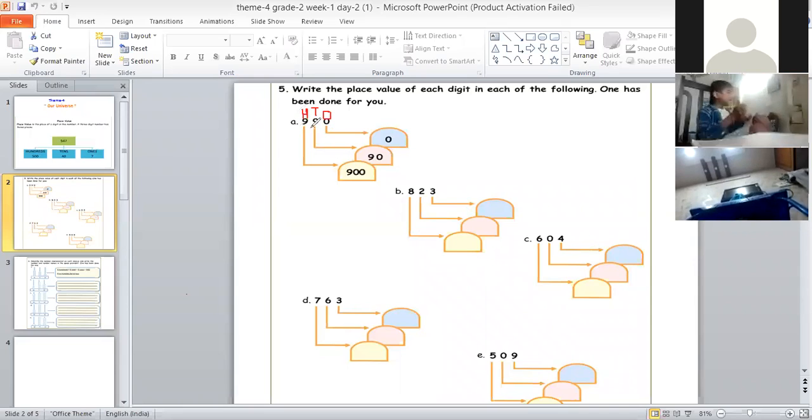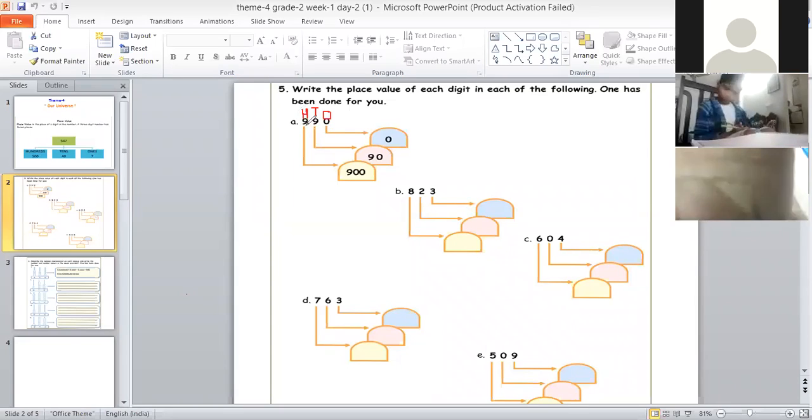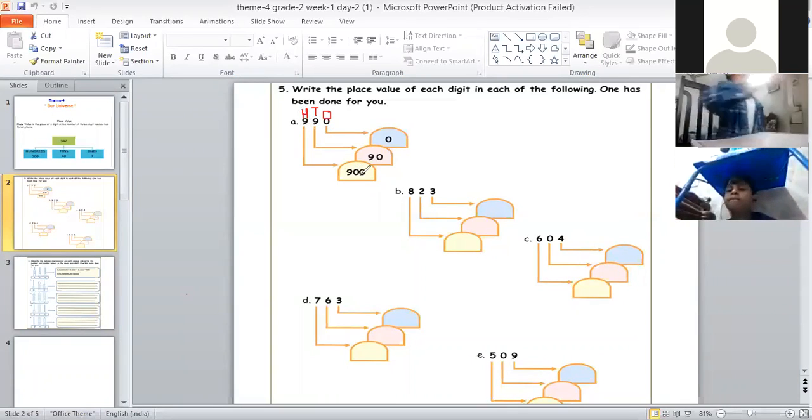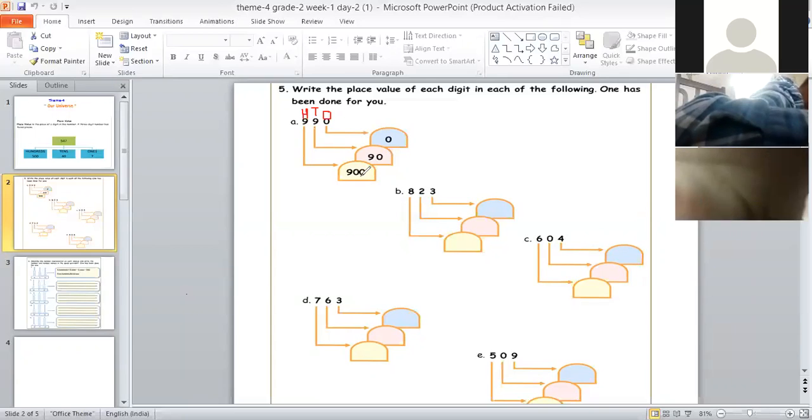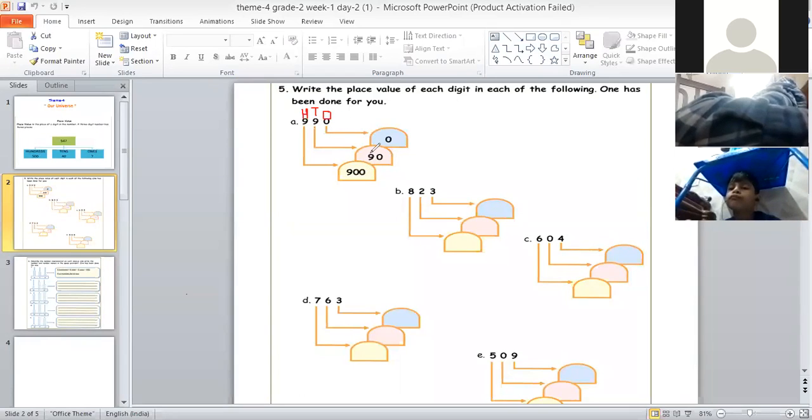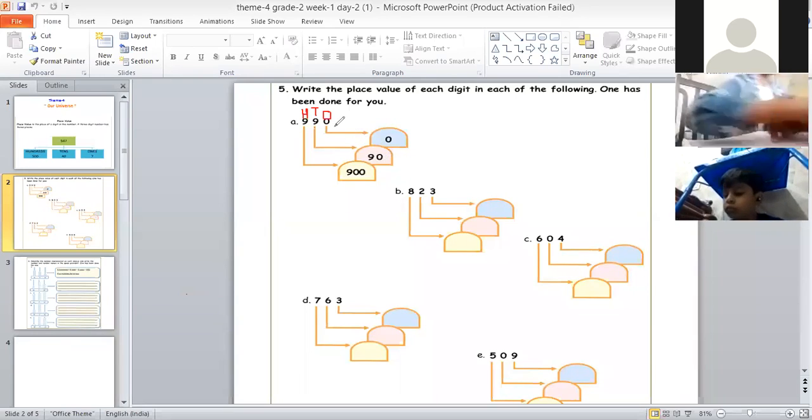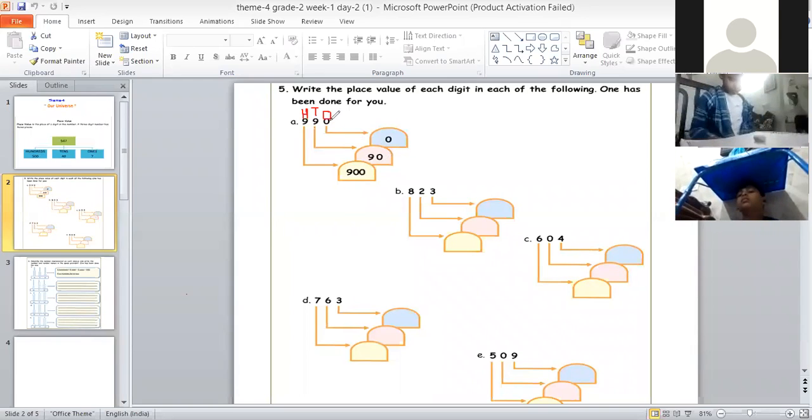Now, first of all, we start with the first digit. 9 is in hundreds place. So we'll write this 9, and after writing this 9, we'll put 2 zeros here because this 9 is in hundreds place. Okay. Then the next digit is 9. We'll write that 9 here, and after that, we'll put 1 zero because this 9 is in tens place. And then at last, we have 0 here. We'll write that 0 as it is. That 0 is in ones place.